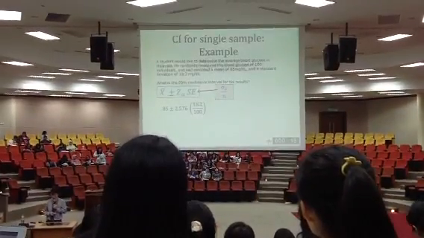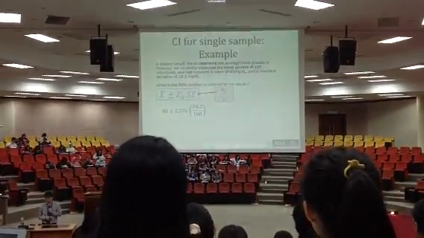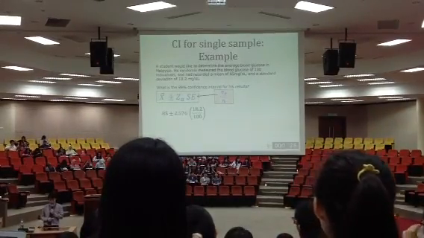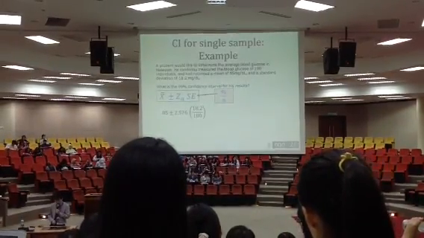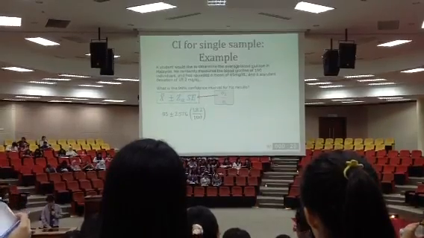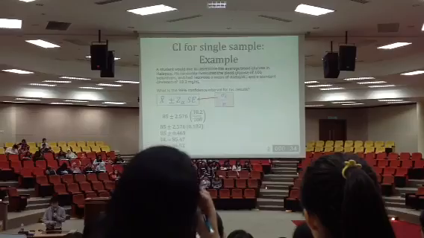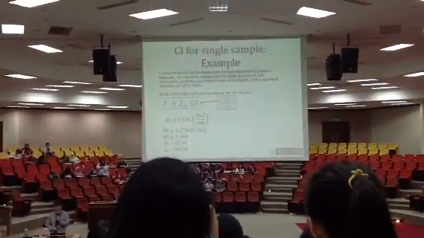85 plus minus 2.576 times, okay, then we have the square root of n, yeah. So it will be 10. Okay, so it would be, my answer would not be correct. Okay, so what is the answer?